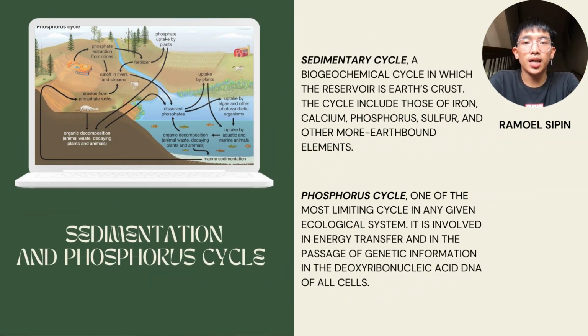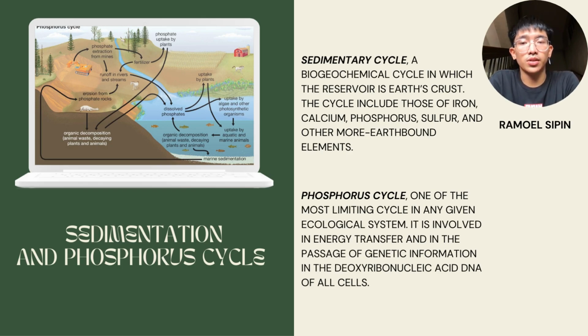Today we're going to be tackling the topic about sedimentary and phosphorus cycles. Our planet is a dynamic system of interconnected cycles that allow life to thrive. Two of the most important cycles that shape our environment are the sedimentary and phosphorus cycles. The sedimentary cycle is responsible for the movement and transformation of rocks and minerals on Earth's surface. It plays a critical role in shaping the landscape, creating fertile soil, and supporting ecosystems.